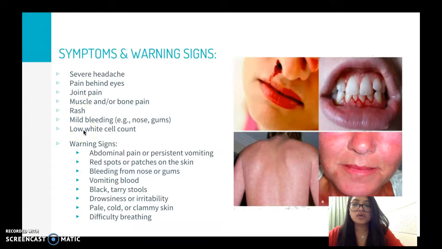You need to watch for warning signs after the fever has declined, 3 to 5 days after symptoms start. Presence of one or more of these warning signs indicates that you should seek medical evaluation. Warning signs include abdominal pain, persistent vomiting, red spots, bleeding from nose and gums, black tarry stools, drowsiness, irritability, clammy skin, pale or cold, and difficulty in breathing.